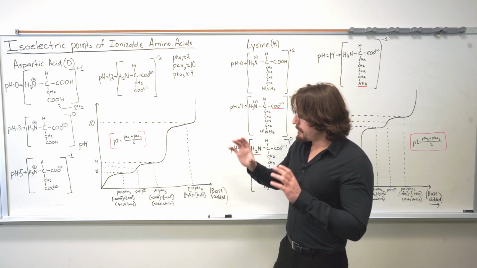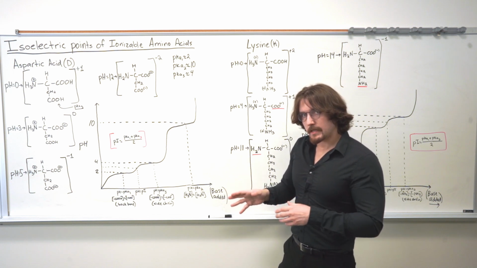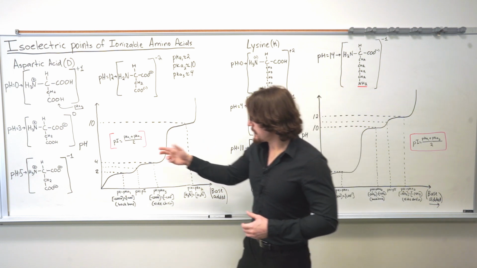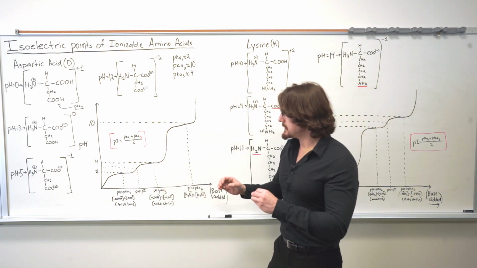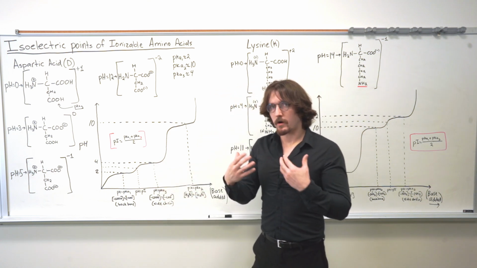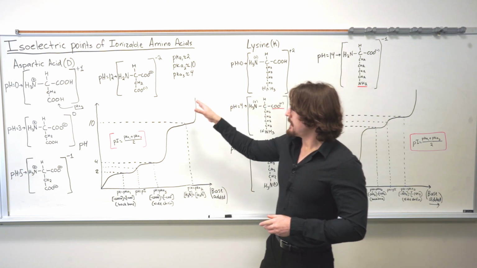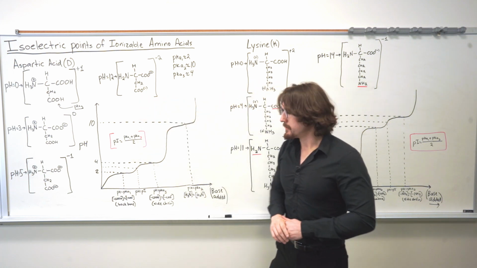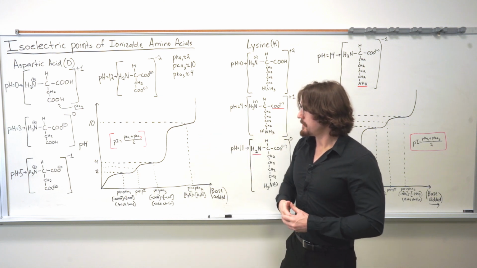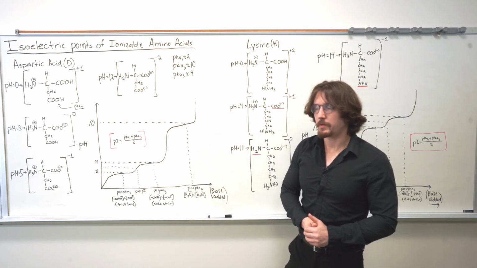And in both instances, for both aspartic acid and glutamic acid, to calculate their respective PIs, you're simply going to take the pKa of the backbone carboxyl group and average that with the pKa of the side chain carboxyl group. All right, pKa1 plus pKa3 divided by 2 is going to give you the PI.